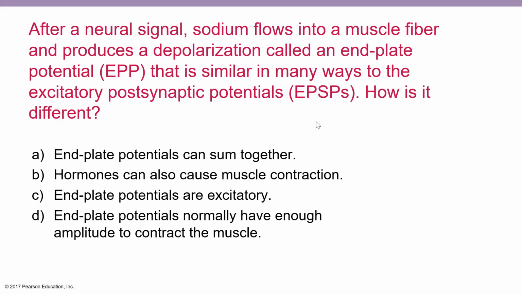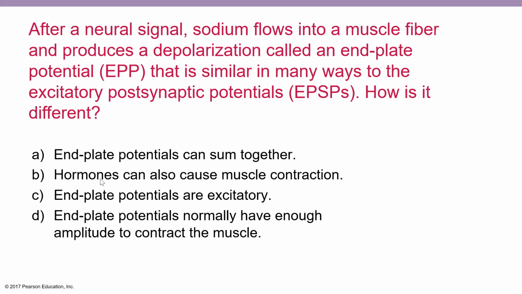Okay, so we had a lot of response for D, and D says that end plate potentials normally have enough amplitude to contract the muscle. And that is correct, okay? So an end plate potential differs fundamentally from a graded potential. Remember we said graded potentials such as EPSPs and IPSPs are not strong enough on their own to really do anything. They don't have enough of an amplitude or enough of a duration to bring about any meaningful change. End plate potentials we know do, so we can kind of compare them to action potentials.